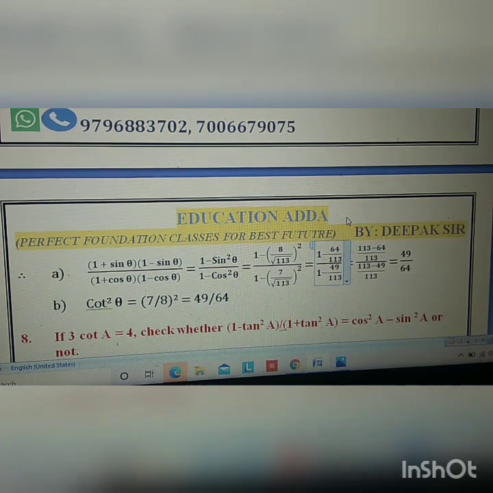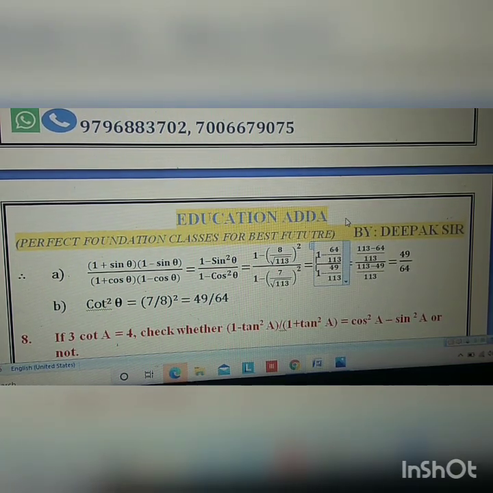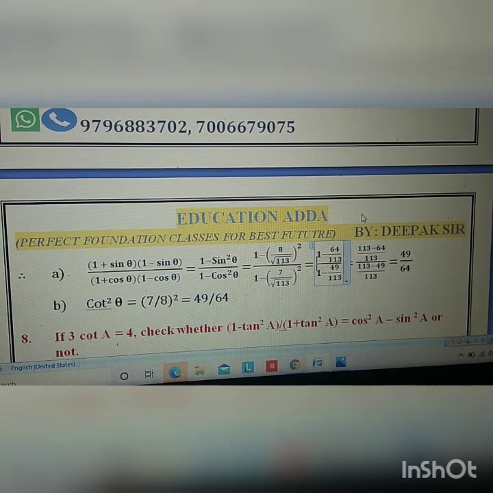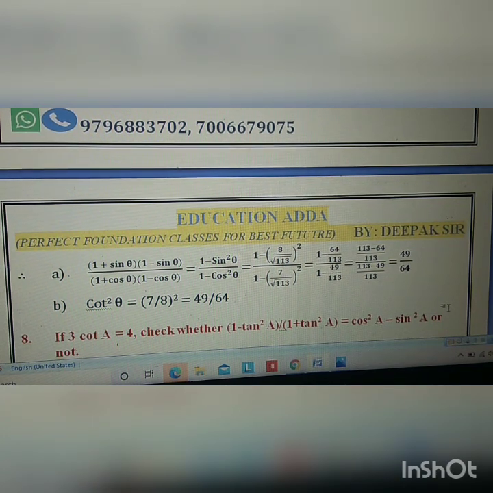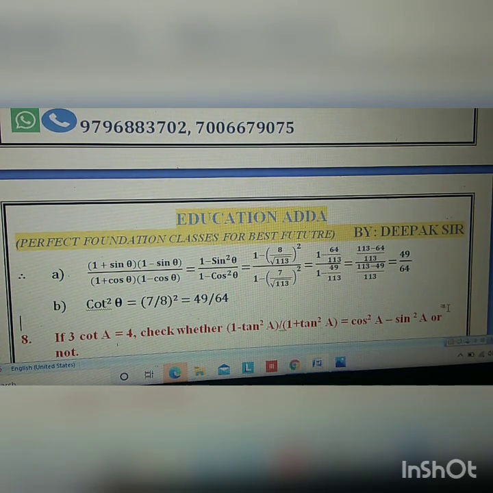Value of sin theta is 8 upon under root 113. So since it is 8 upon under root 113, sin square theta comes out to be 64 upon 113. And after simplifying it, we will get the value as 49 upon 64. And for cot square theta, the value of cot theta we are given in the triangle is 7 upon 8. So it's 7 upon 8 whole square, that is 49 upon 64. So both the parts give the same answer, that is 49 upon 64.